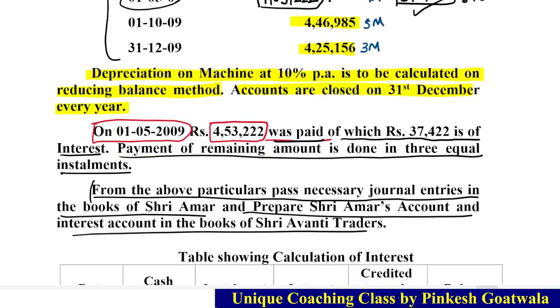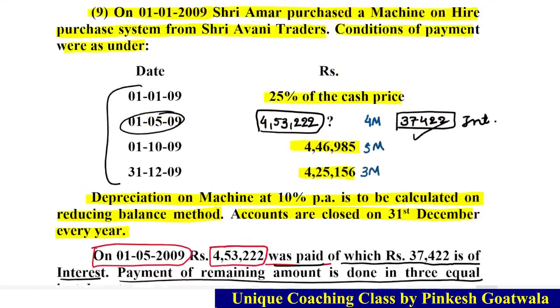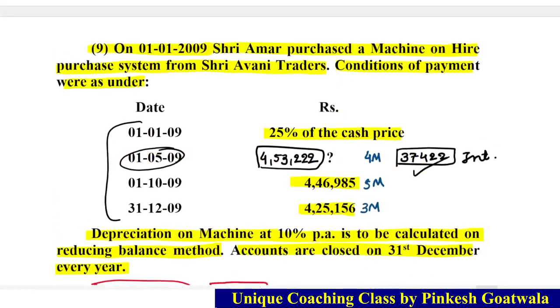So now the question is, what is the twist point in this sum? If you check properly, first of all, cash price is not given. We know that in the last 5 to 6 videos cash price was not given.